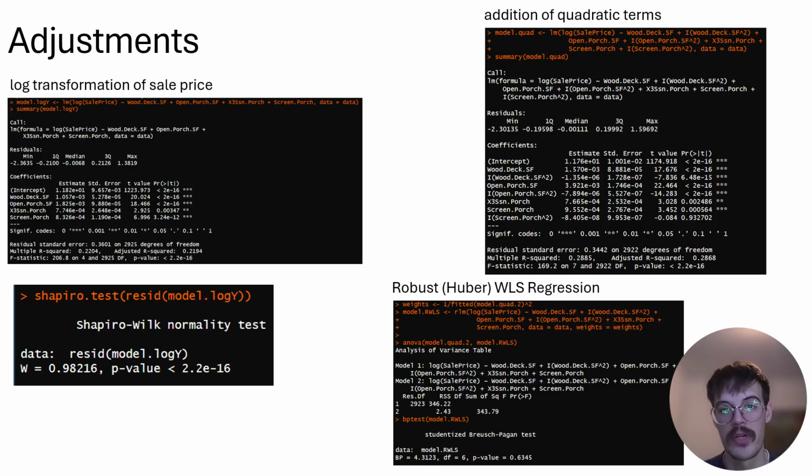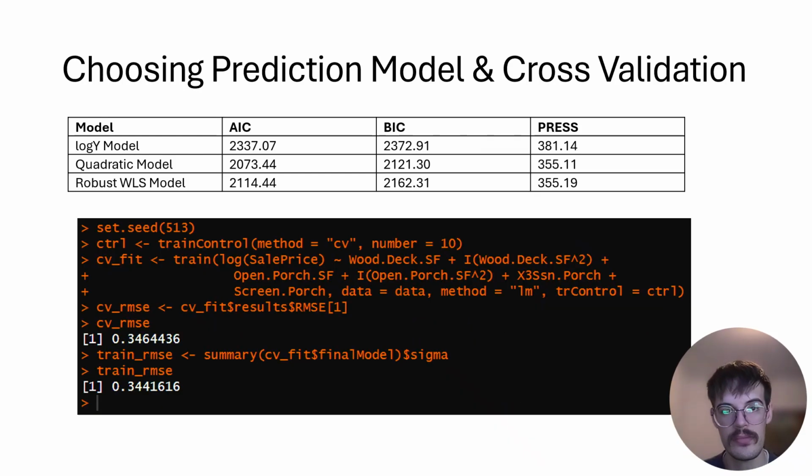Next, the insignificant quadratic term was dropped from the model and a robust WLS regression was done to address both influential points and non-constant variance of residual error. The quadratic model had the lowest AIC, BIC, and PRESS statistics, indicating that it is best for prediction. Tenfold cross-validation was done to further assess the predictive capabilities of the quadratic model. The cross-validated root mean squared error value is close to the training value, and they're both low. So this suggests that the model is not overfit and can be used for rough sale price predictions.